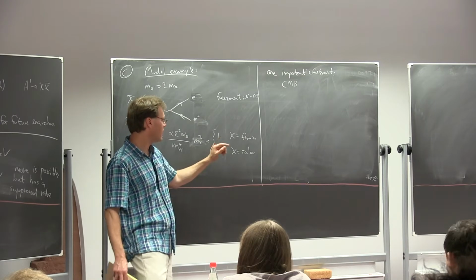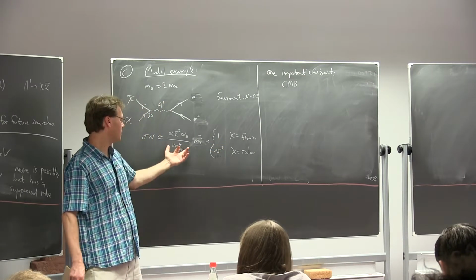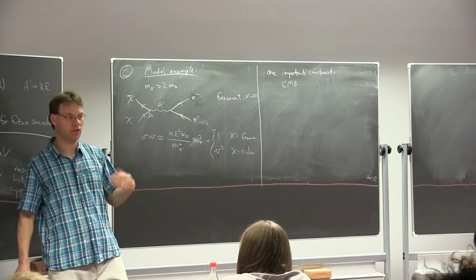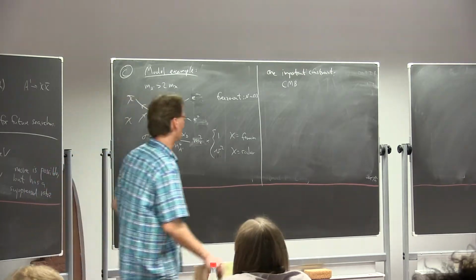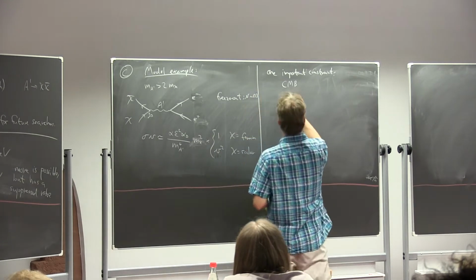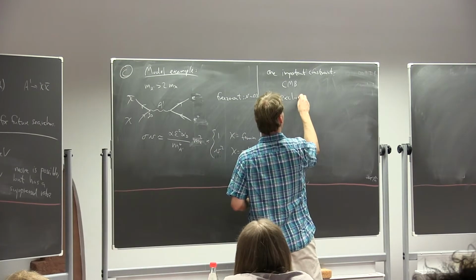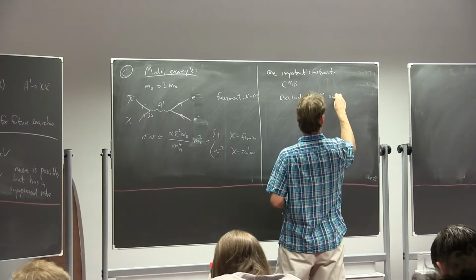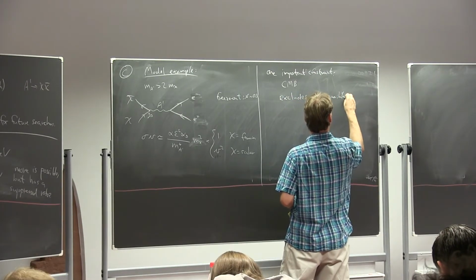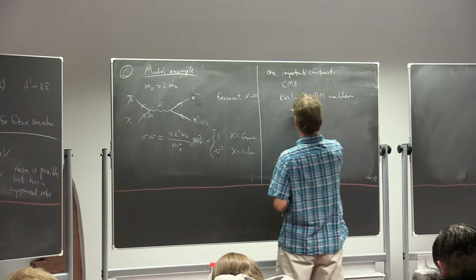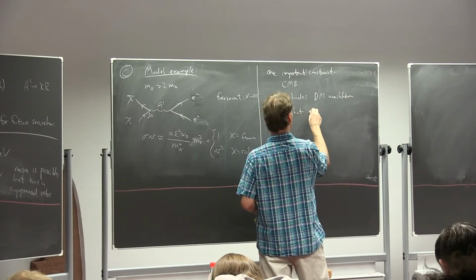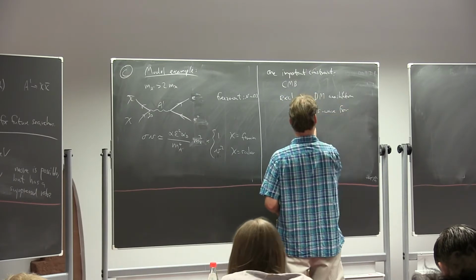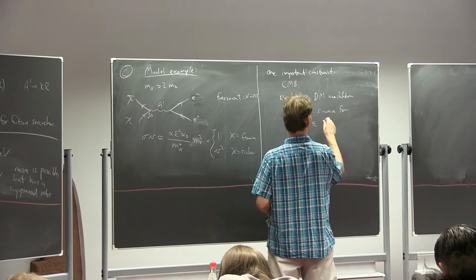But if you've got S-wave annihilation, there is no velocity dependence in the annihilation cross-section, annihilation rate. The annihilation is too high, and you're going to mess up the CMB. So the CMB excludes dark matter annihilation that is S-wave for dark matter masses below about 10 GeV.